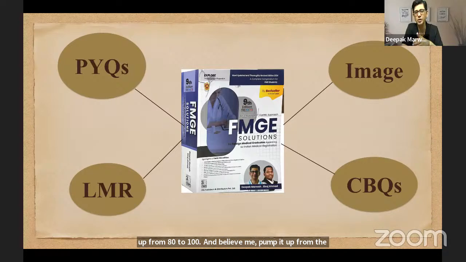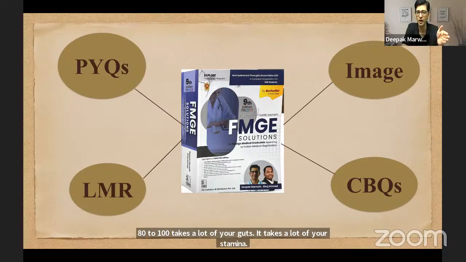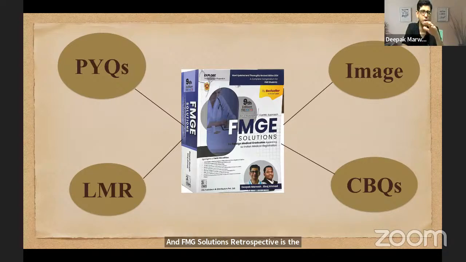And FMG Solutions retrospective is the way of studying. I repeat that again for those of you joining in late. There are two ways of studying: prospective and retrospective. One is to read the whole of anatomy, and after that do the questions. Not possible, man. It's such a vast course. So my suggestion to you would be to go retrospective. Pick up pelvis today. You have never read anatomy in your life, I say it doesn't matter.